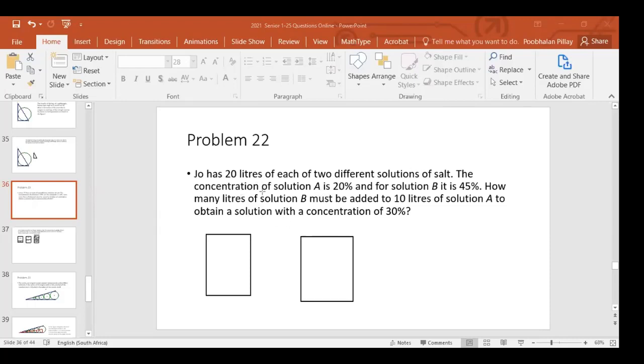The concentration of solution A is 20%. Now, what does that mean? It means that in solution A, we've got A and B. Let's just name these things. So let's look at this first solution. Concentration means you've got 20%. That means the percentage of salt is 20%.